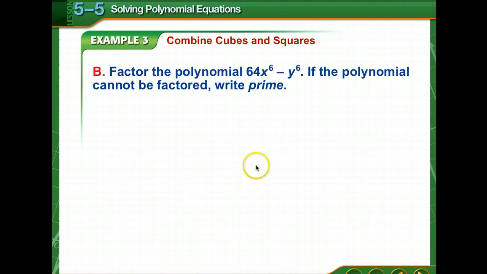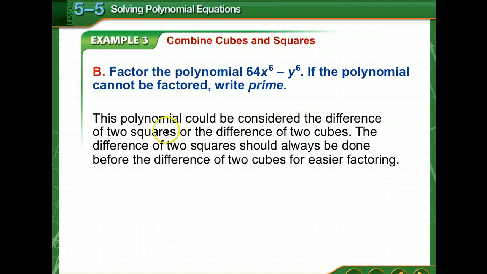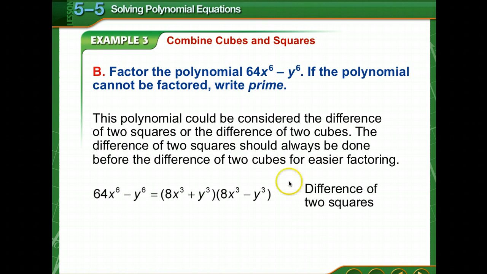Let's try another one. We're to factor 64x to the 6th minus y to the 6th. This polynomial could be considered the difference of 2 squares or the difference of 2 cubes. The difference of 2 squares should always be done before the difference of 2 cubes for easier factoring. Okay, so difference of 2 squares: 8x cubed minus y cubed, and 8x cubed plus y cubed. So plus and minus, we got a difference of 2 squares.